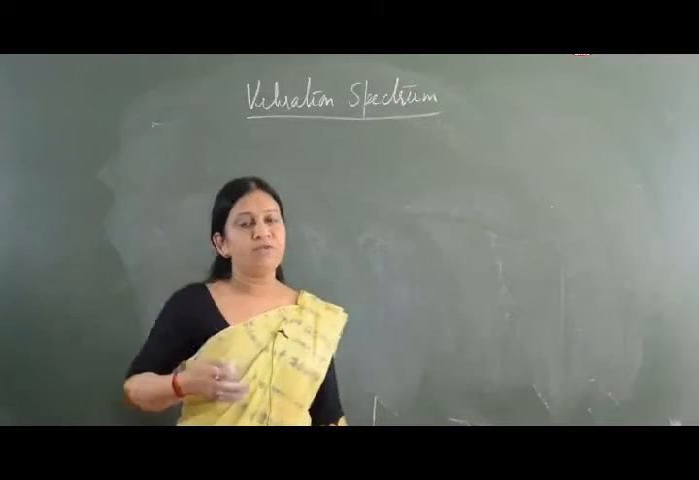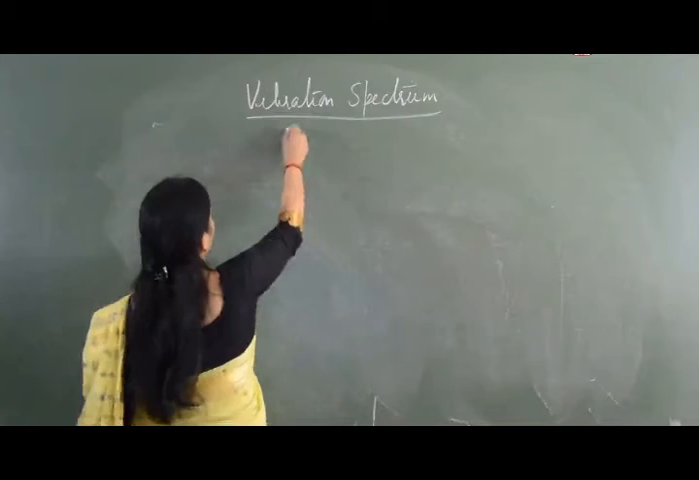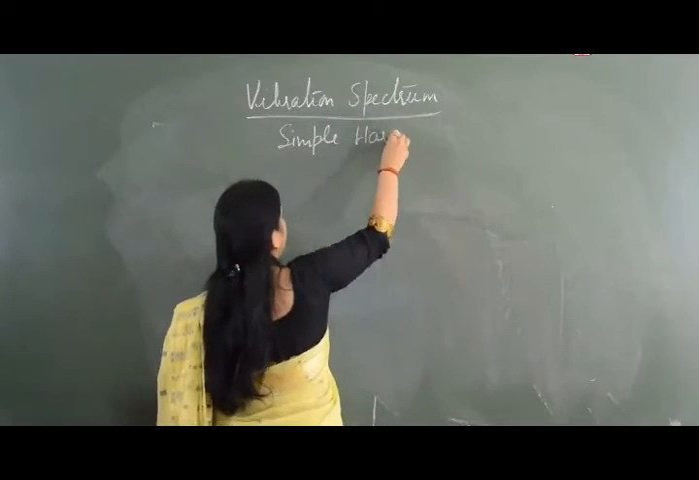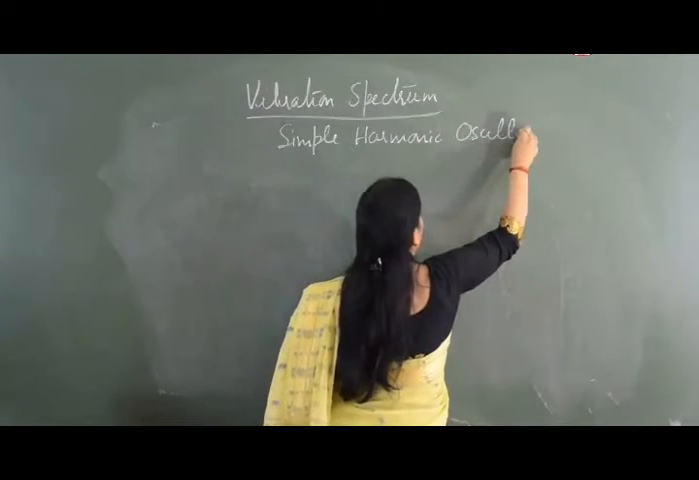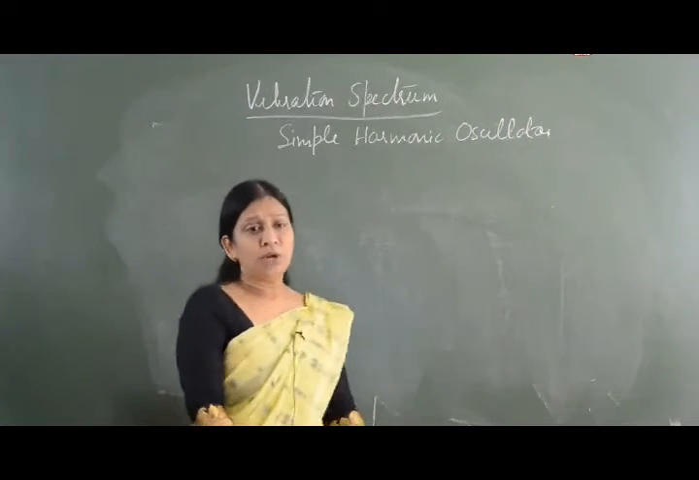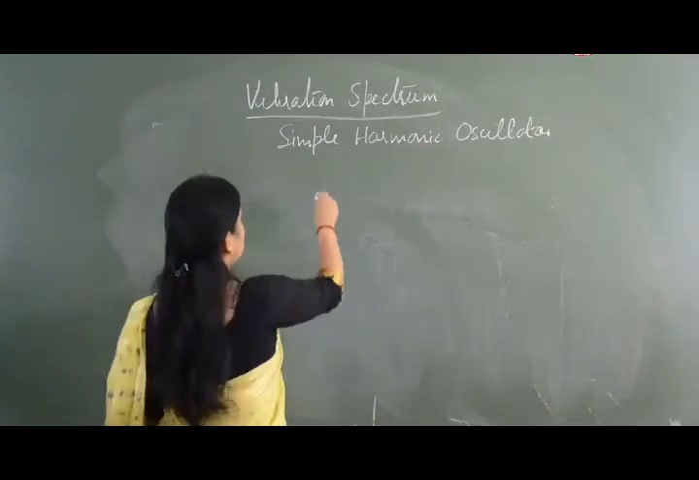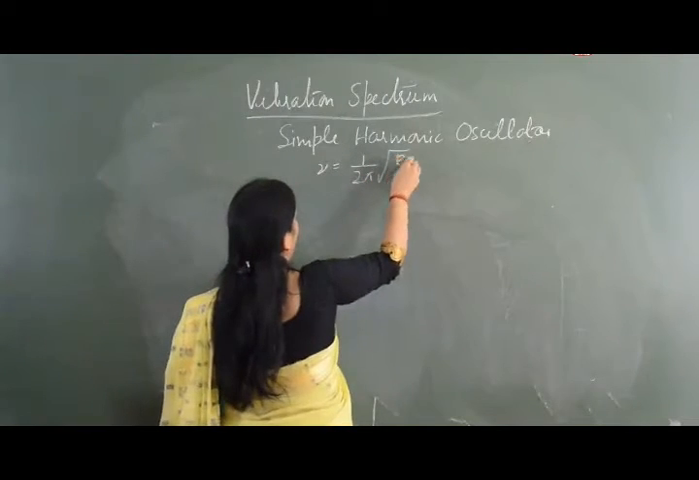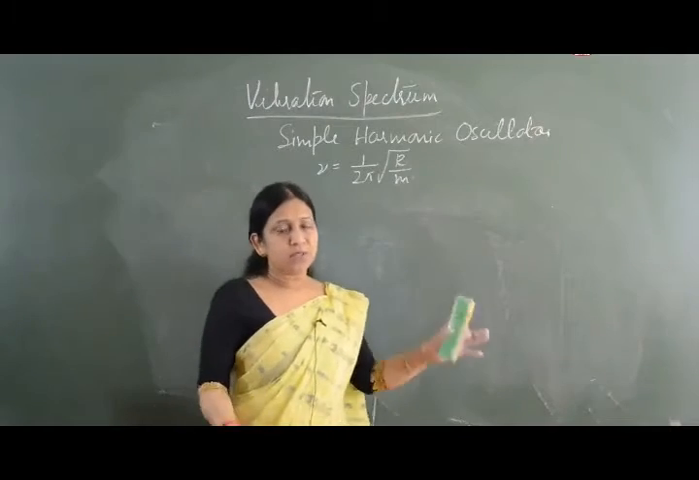Now to start, we first consider that the molecule is vibrating as a simple harmonic oscillator. If we consider it to vibrate as a simple harmonic oscillator, that means it is vibrating with the same amplitude. Then the frequency is given by 1 over 2 pi under root k over m, where k is the force constant and m is the mass.